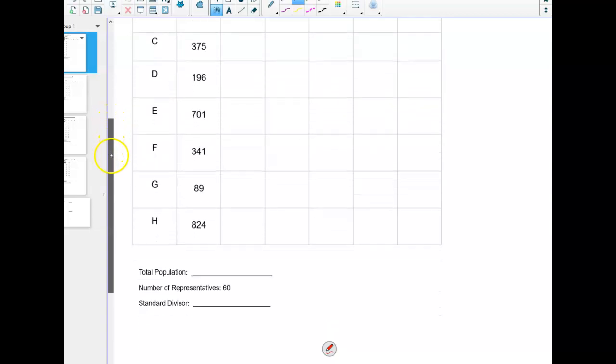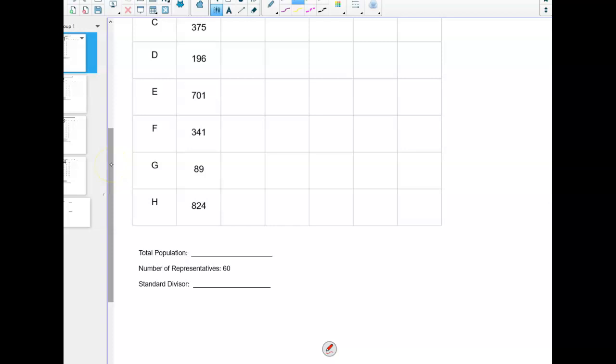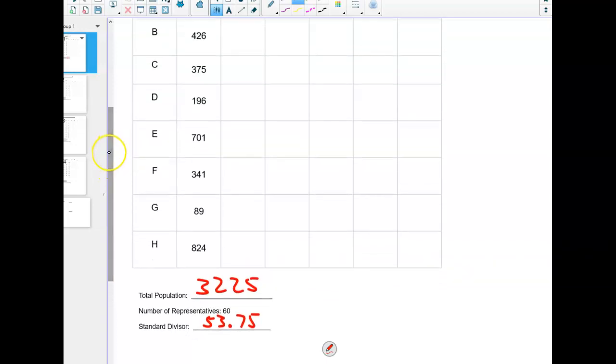So the first thing we're going to do is we're going to add up every population. 273, 426, 375, 196, 701, 341, 89, 824. Obviously, I'm not going to do that in my head. It was worked out ahead of time. But I got a total population of 3,225. And then to get my standard divisor, I take that total population and I divide it by 60. And we don't have to worry about rounding here because it gives you 2 spots after the decimal point. But everything on these problems you round to the nearest hundredth if there are decimals involved. And certainly with standard quota, there'll be decimals involved.